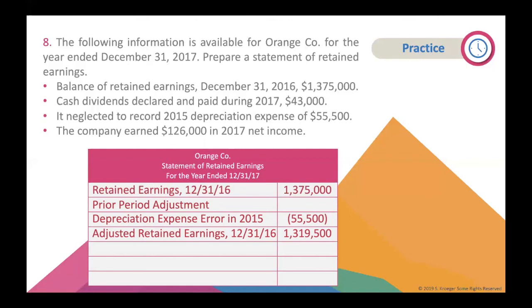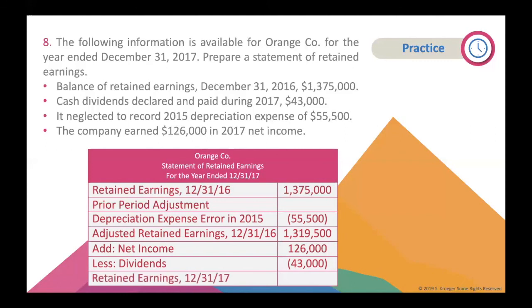Now we do the additions. What gets added to retained earnings? Net income does. How much was our net income? It was $126,000. Next, we do our subtractions. What do we have in this example that gets subtracted from retained earnings? It would be the dividends paid. How much were the dividends? It was $43,000.